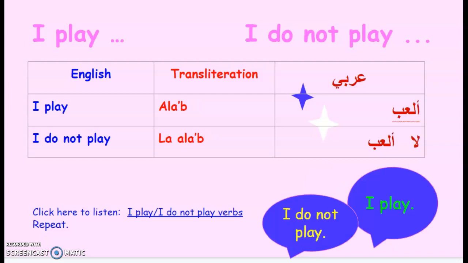The next verb is to play. I play, I do not play. I play, ألعب. I do not play, لا ألعب. Let's have a look at them one more time.